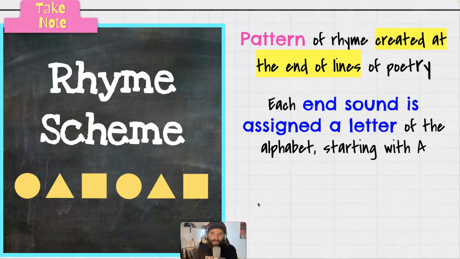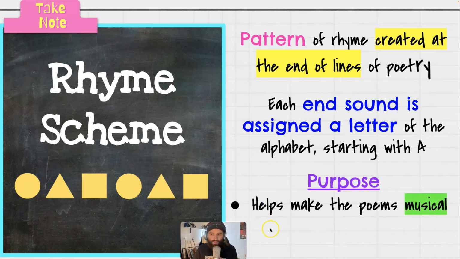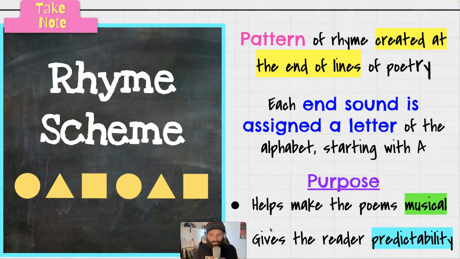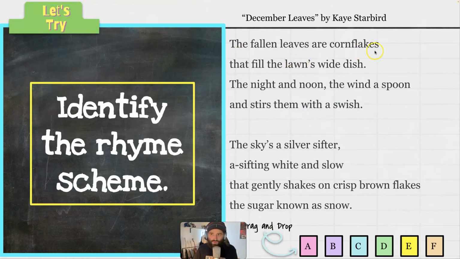Each end sound is assigned a letter of the alphabet starting with A. Purpose: it helps make the poems more musical and gives the reader predictability. So as you're looking at a poem, the fallen leaves are cornflakes that fill the lawn's white dish. The night and noon, the wind a spoon and stirs them with a swish. You notice you would start with the letter A at cornflakes, A, and then you would go here. If this end rhyme aches rhymes with this end rhyme ish, then we would continue with A.